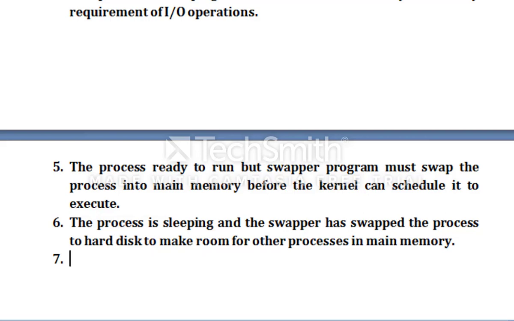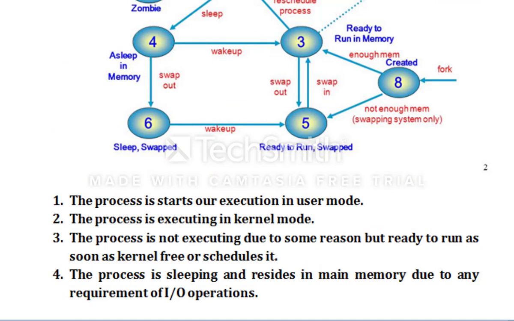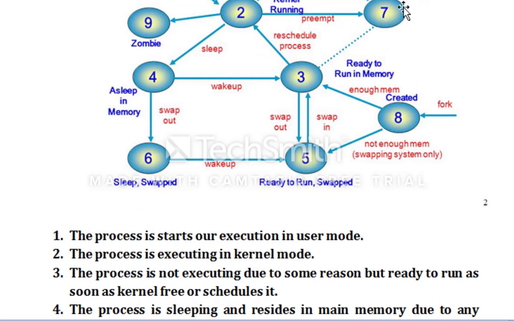Okay, this is about step 6. In step 7, as you can see here, the process is returning from the kernel to user mode, because as I told you, at the time of execution there may be a chance that a higher priority process comes from user mode to kernel mode.